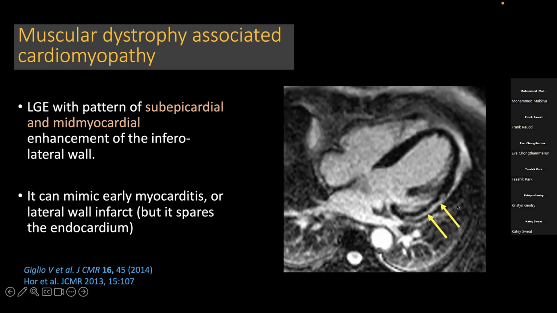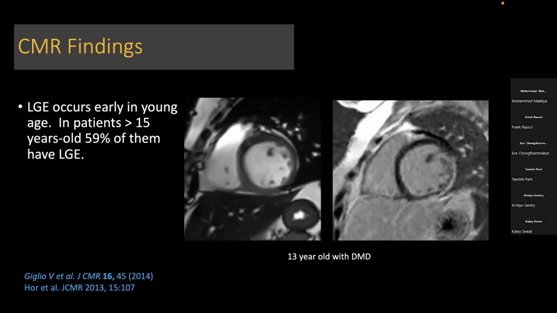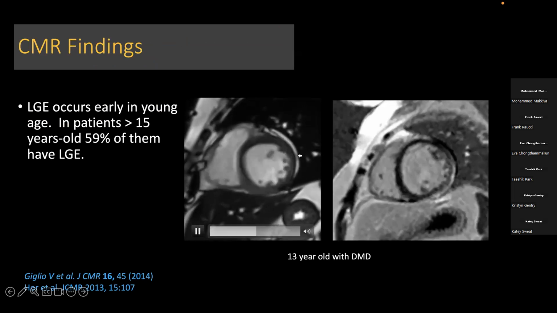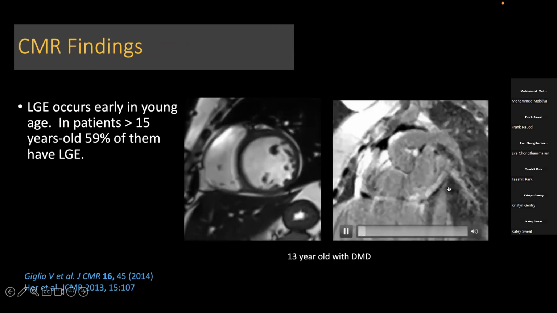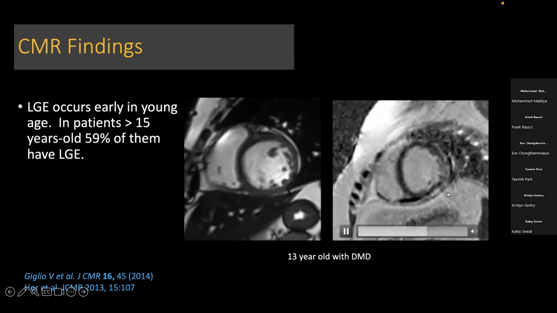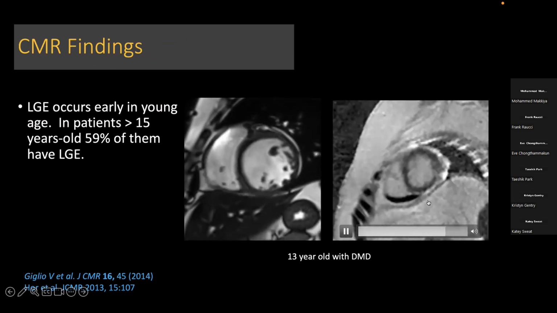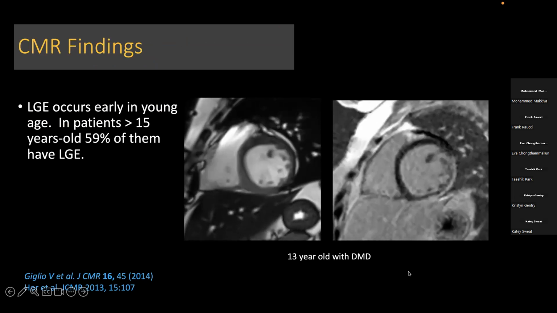Lateral wall infarct is another consideration, but in this patient it is subepicardial and mid-myocardial enhancement, and usually infarction involves the subendocardium. It's involving a certain territory, but it's not the characteristic pattern of enhancement. This is a patient with Duchenne muscular dystrophy, and you see abnormal wall motion of the lateral wall. In the LGE images, you can see the corresponding subepicardial enhancement along the lateral wall and also the inferior wall. This is a very characteristic enhancement pattern.